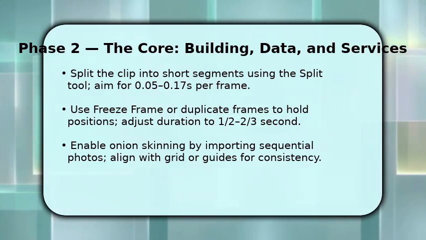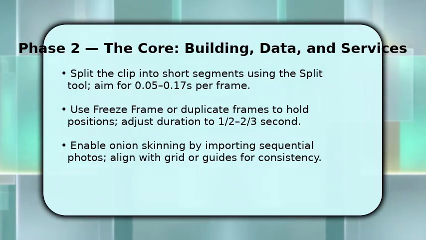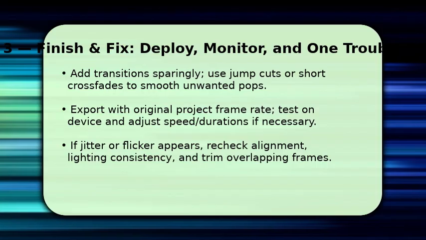If you have sequential photos, import them and align using guides. Once done, play back and tweak durations. You finish by reviewing the sequence at full length and making small adjustments. Remove flickers, tighten timing, and add minimal transitions if needed to hide abrupt jumps.